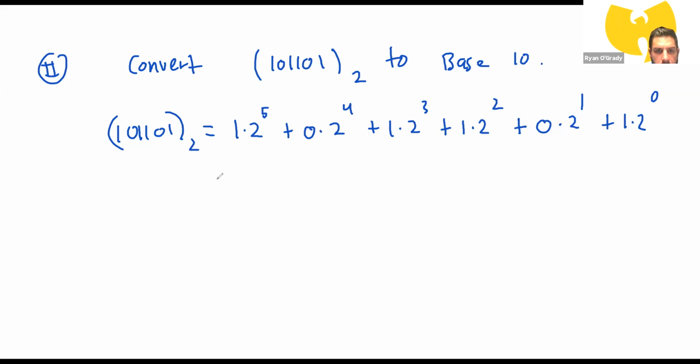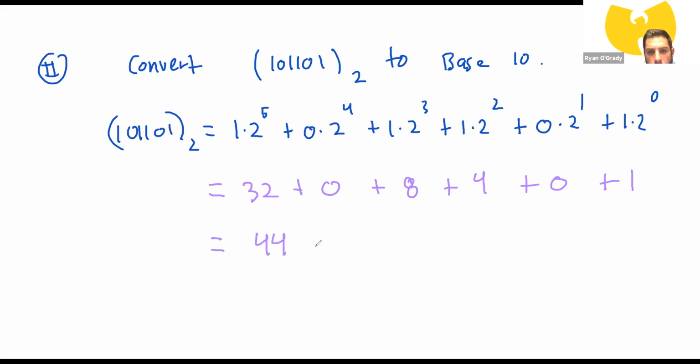This is 2 to the power 5. Well, 2 to the power 4 is 16. So this is 32 plus 0 plus 8 plus 4 plus 0 plus 1. And then, of course, if you do the math, this is 44. Isn't it 45? You tell me. 32 plus 8. Yeah, I know. I forgot. This was an honest mistake. I didn't do that on purpose. I forgot the 1. You're correct.